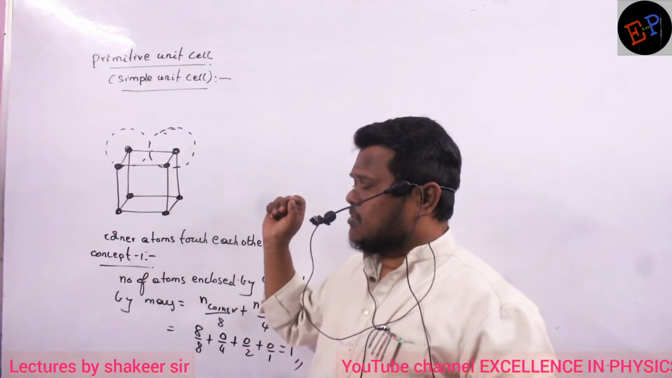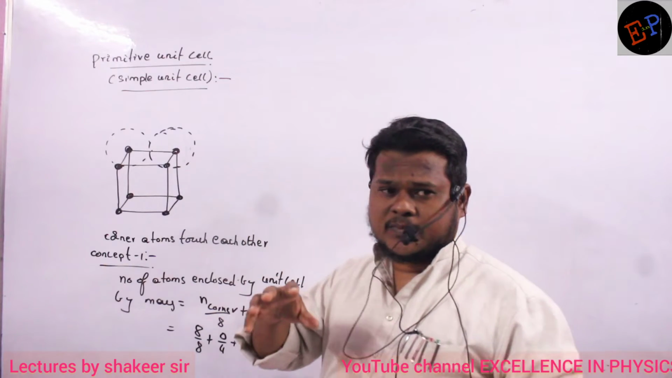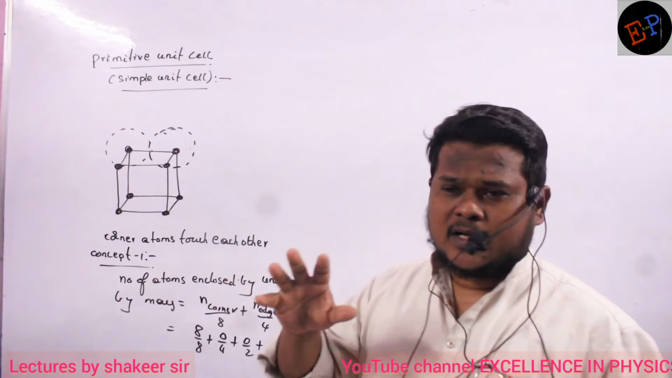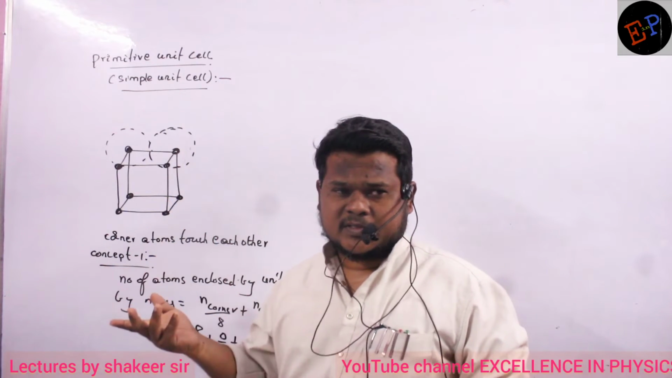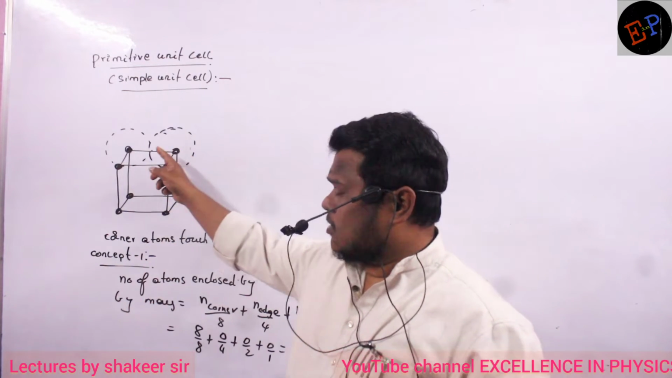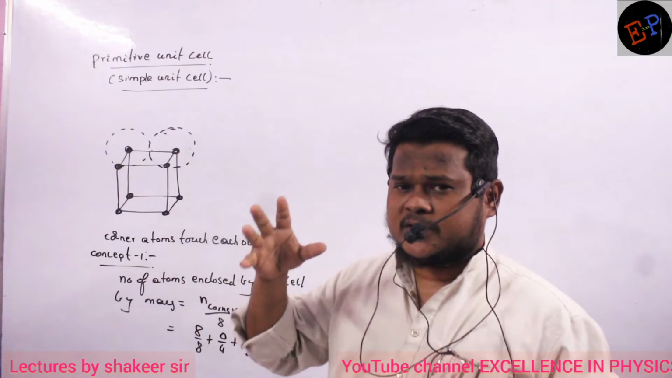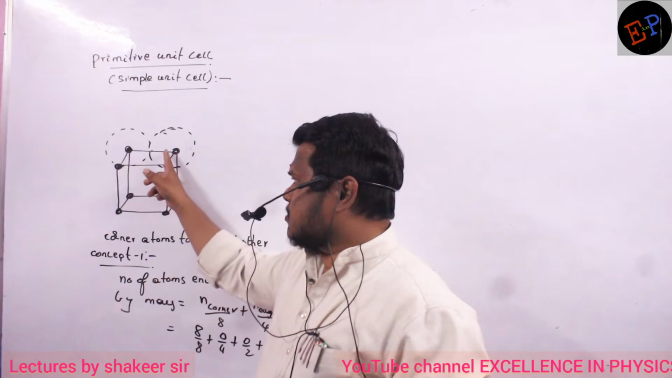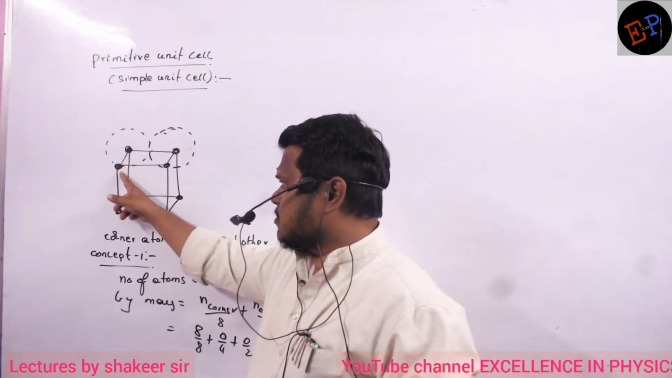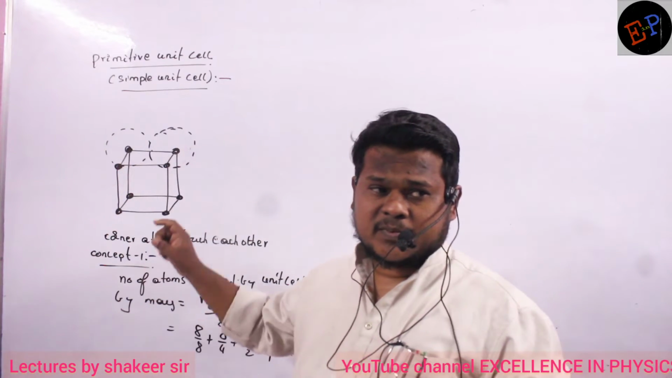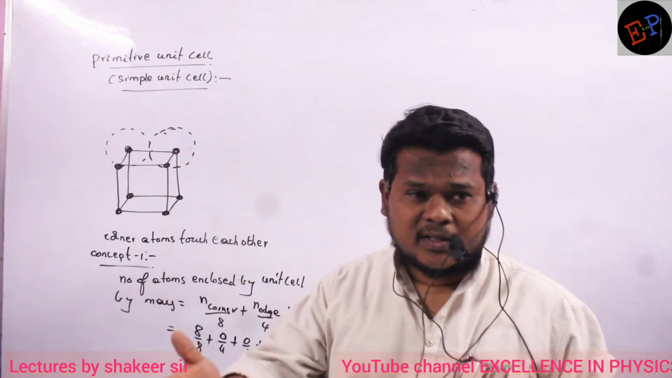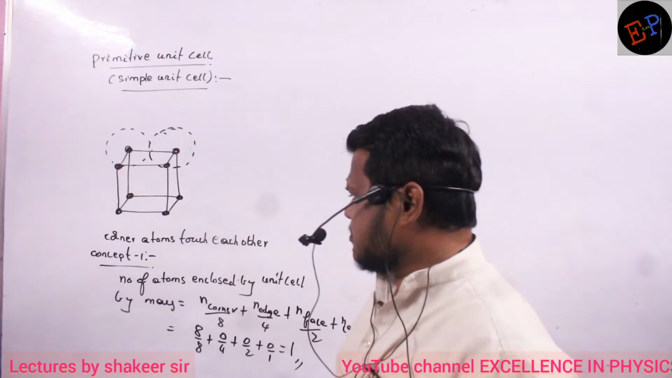So primitive unit cell means what? Atoms are present only at the corners. How many corners are there? 8 corners are there, so 8 atoms will be present. And these corner atoms will be touching each other. So this corner atom touches this one, this corner atom touches this one. So all the corner atoms which are present on the same edge will be touching each other. Are you able to understand ma?